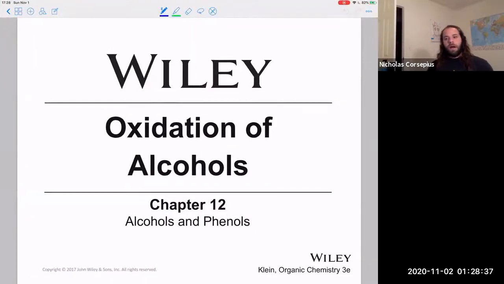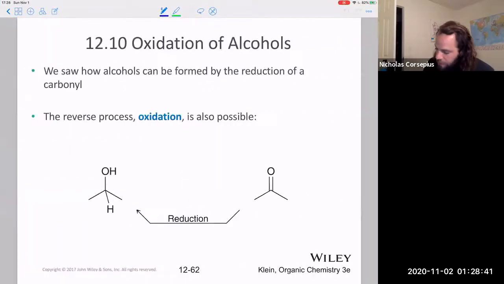All right, so now let's talk about the oxidation of alcohols. We learned a bunch of techniques for synthesizing alcohols by reducing ketones or aldehydes or even esters and carboxylic acids, but we can go the other direction as well by oxidizing alcohols and forming ketones, carboxylic acids, aldehydes. That would be going the other direction, where you're creating more carbon-oxygen bonds.